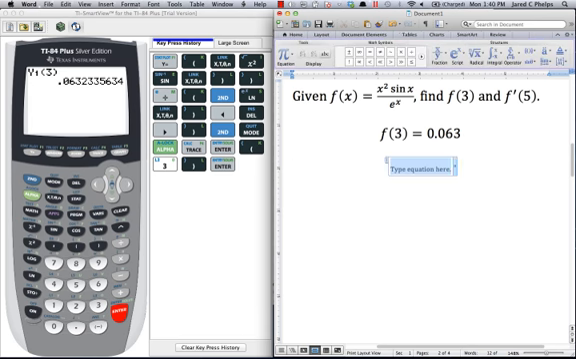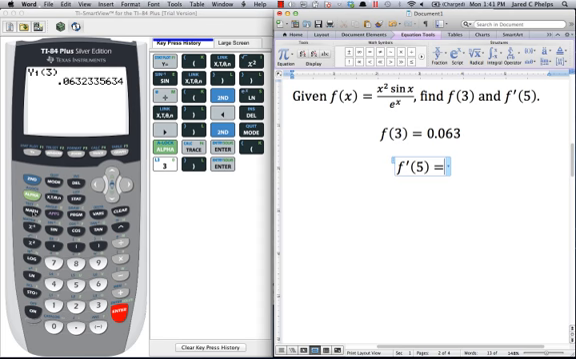Now the next thing, I want to know what f prime of 5 is, which means I need to take the derivative of this thing and plug 5 into it. And I hope everybody's wincing a little bit at the idea of taking the derivative of this by hand. It's not impossible, but it's annoying. What I would much rather do is use the calculator to do this.